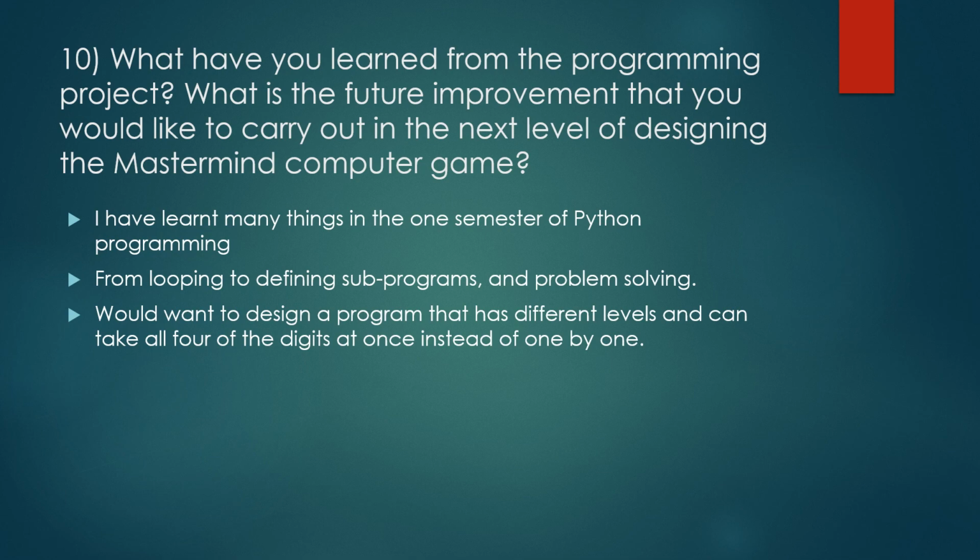What is the future improvement that you would like to carry out in the next level of designing the Mastermind computer game? Well, I would like to improve the Mastermind computer game by implementing different types of levels. For example, instead of 4 different digits, maybe there'll be 5 or 6 that the user can select from, and the user can input all 4 of the digits at once instead of one by one. I originally tried implementing the 4 digits at once instead of one by one, but I found it to be extremely more difficult than the one by one.